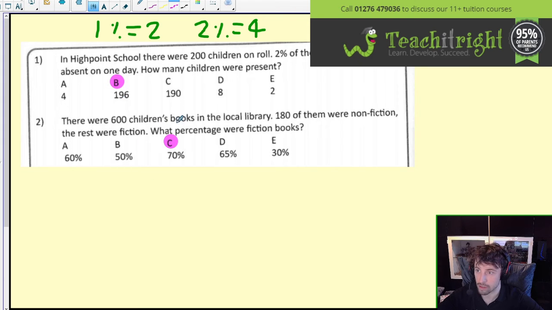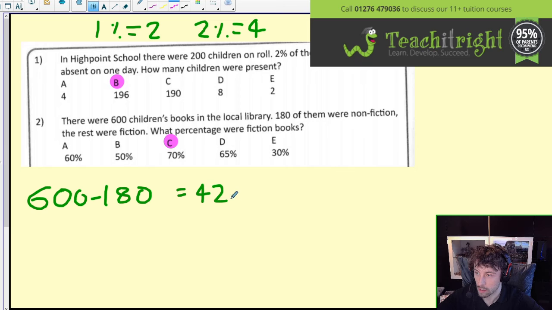Looking at number 2, there are 600 books, 180 were non-fiction, the rest were fiction. What percentage is fiction books? We did talk about this. If 180 of the books were non-fiction, how many were fiction? Well, I don't know. How about we do 600, take away the books that were non-fiction, and whatever's left then surely must be the ones that are fiction. So let's do it. 600 take away 180 is 420.